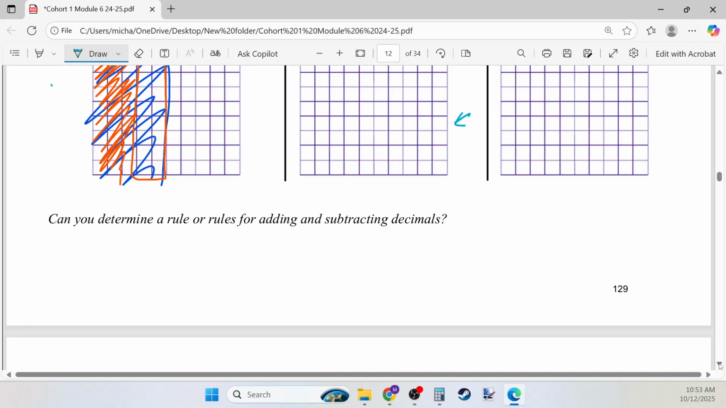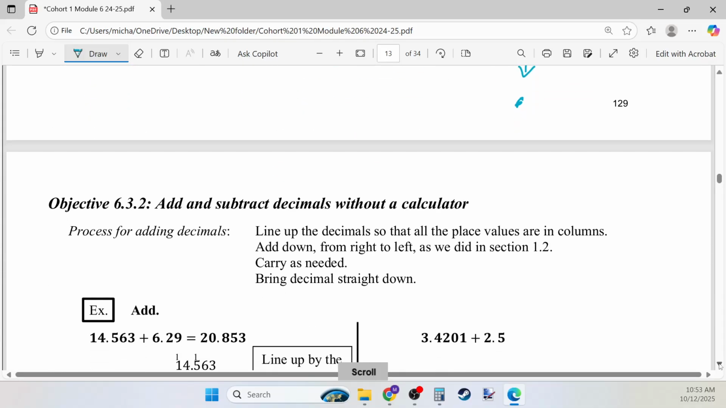You determine a rule or rules for adding or subtracting decimals. Yeah, you line up the decimals and then you subtract as normal and you put the decimal in the answer straight directly down beneath where it was in the question.